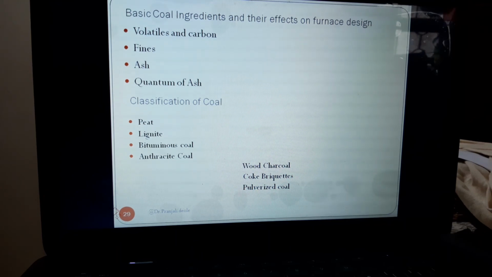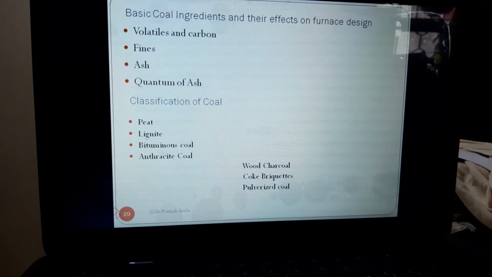So let us talk about wood charcoal. Wood charcoal is obtained by heating of wood up to a temperature of 280 degrees centigrade in the absence of atmospheric air. During this process, the volatile matter and water are expelled and the residue is charcoal. It is an excellent fuel, but it is very costly and its calorific value is about 28,000 kilojoule per kg.